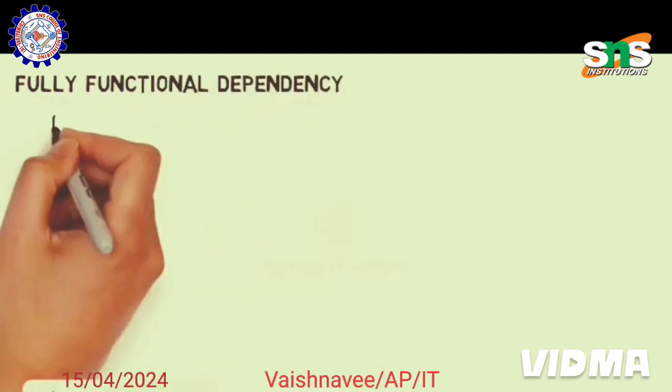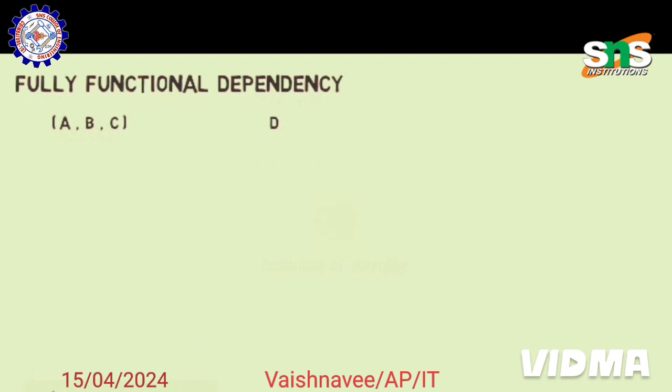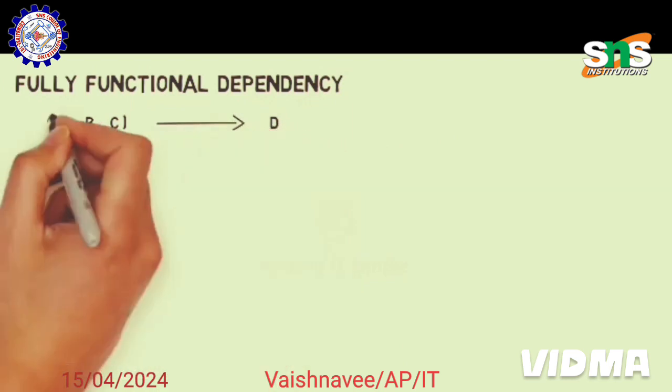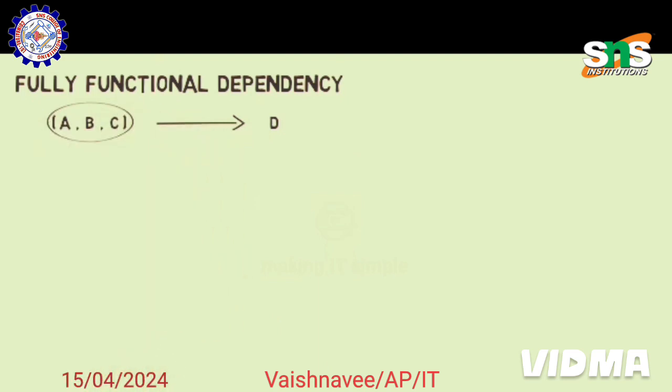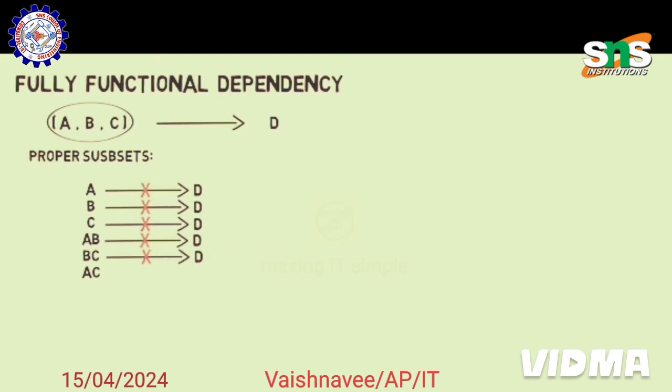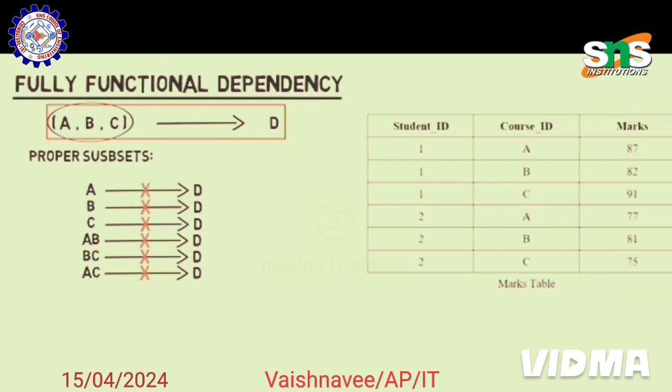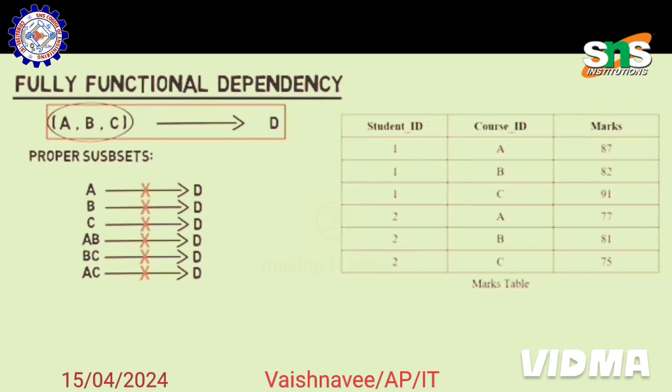Last is the fully functional dependency. If there is a functional dependency A, B, C determines D, and if D cannot be determined by any proper subset of determinant A, B, C, that is, the proper subsets of determinant A, B, C such as A, B, or A, C, or A, then only this functional dependency can be stated as a fully functional dependency. So let us elaborate using some example.